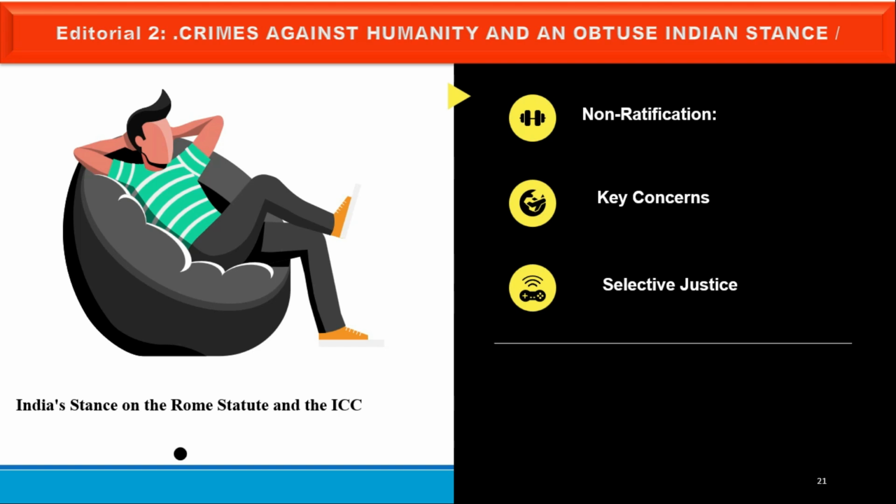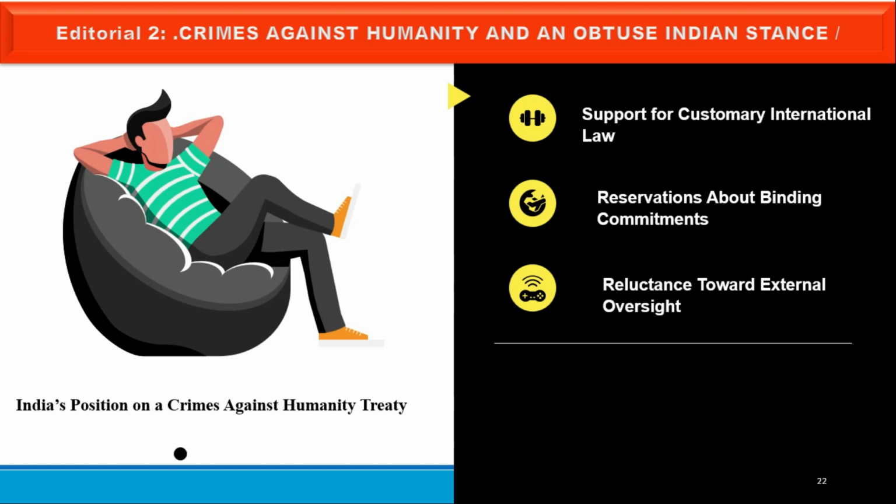India finds this provision hypocritical, given its own status as a nuclear-armed state. There is also selective justice. India perceives the ICC's focus on African nations and small states as evidence of bias and selective application of justice. So India can think about ratification, and there is also India's position on the crimes against humanity treaty.